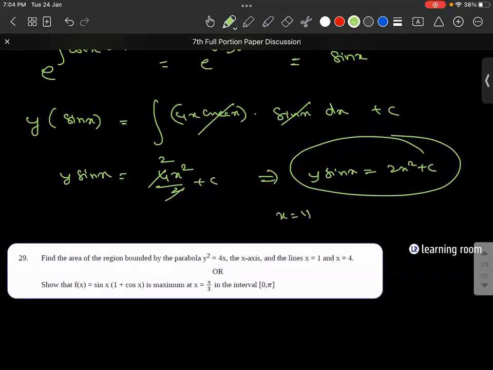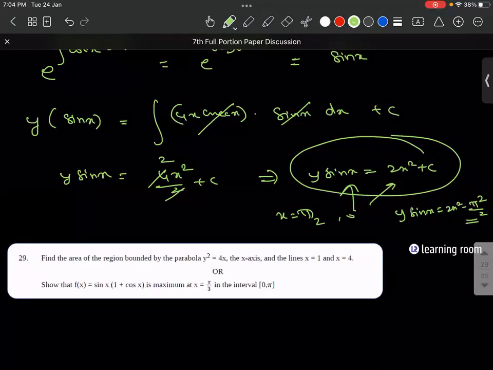So you put x is equal to pi by 2, y is 0. So here it will be 0. This is pi by 2. So c will be minus 2 into pi square by 4. So it will be pi square by 2. So y sin x should be equal to 2x square minus pi square by 2. This is the answer. Got it?